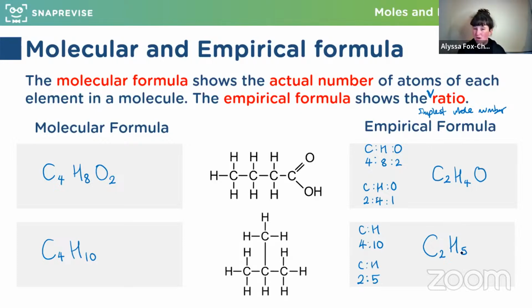A common error in an exam is not doing the final step, which is working out a ratio of a substance and then not writing it out as the formula. Notice these are called molecular formula, empirical formula. So you need to give the formula. You need to give C2H5 as your answer, not just the ratio of 2 to 5. You have to give it as C2H5, for example.